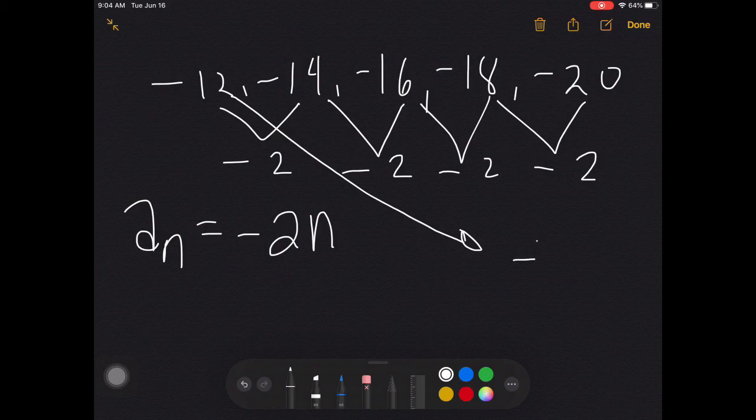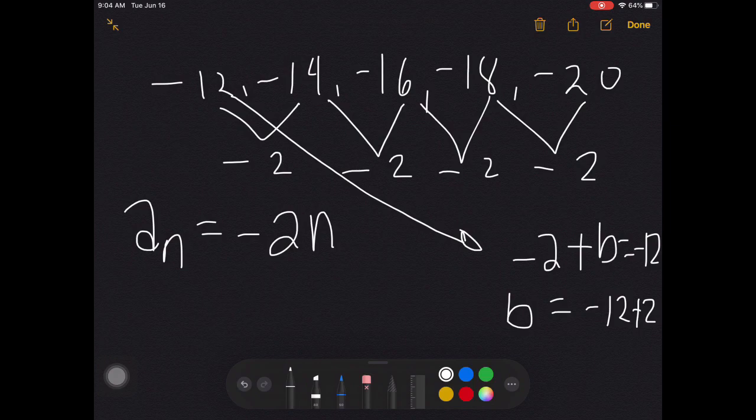Since m plus b is equal to the first term, which is negative 12, and m is equal to negative 2, therefore the value of b is equal to negative 10. Do not forget to recheck your work always. Substitute the values of n, and you must get the terms given.